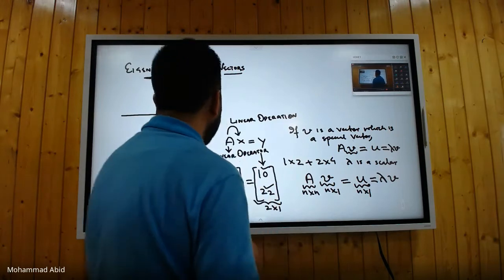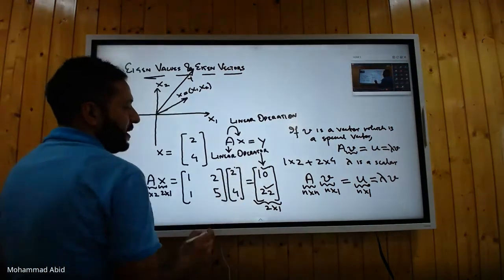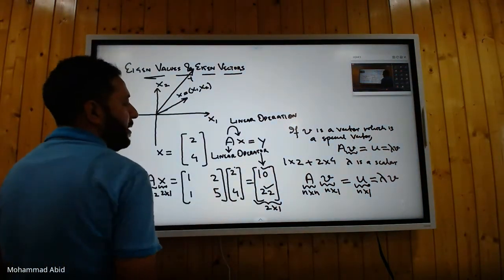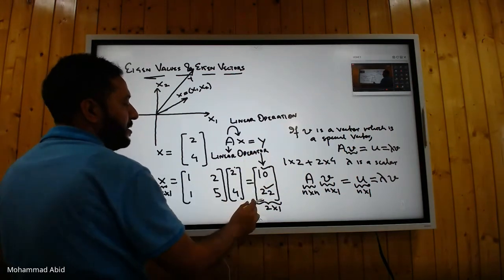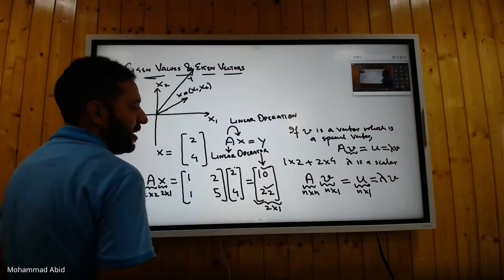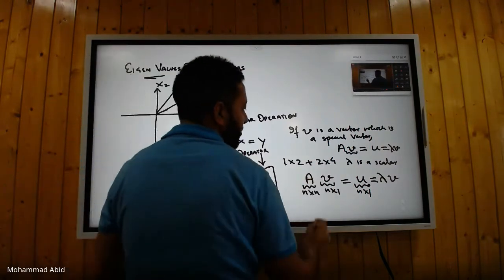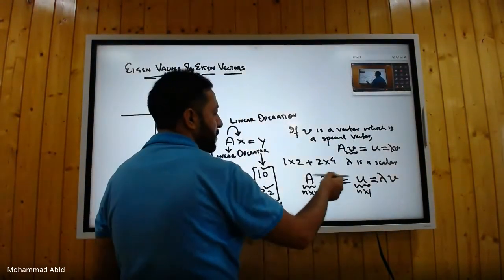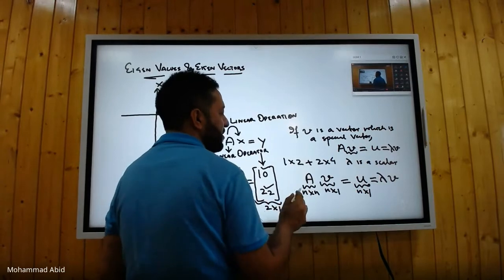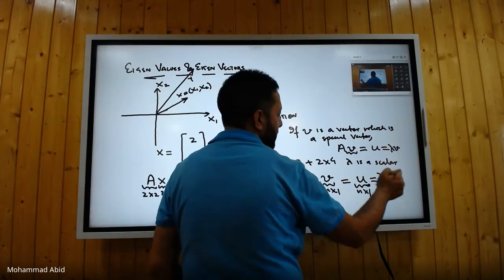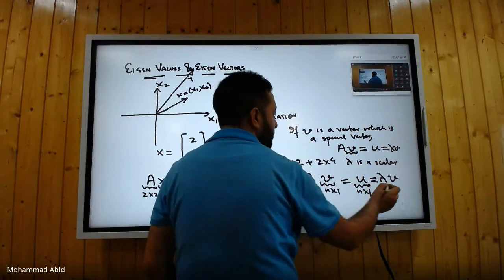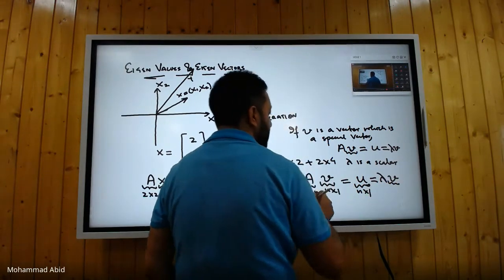Normally what happens is, for any non-special vector, when you pre-multiply it by a matrix A, you will end up with another vector which will have the changed magnitude as well as changed direction. But this is a special vector in the sense that when I pre-multiply it by a specific matrix A, I am ending up with another vector U, which actually is a scaled version of the same vector. These special vectors are known as the eigenvectors of A.